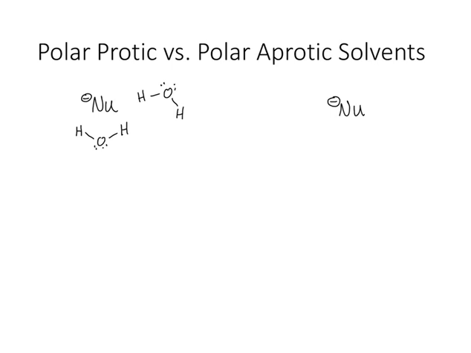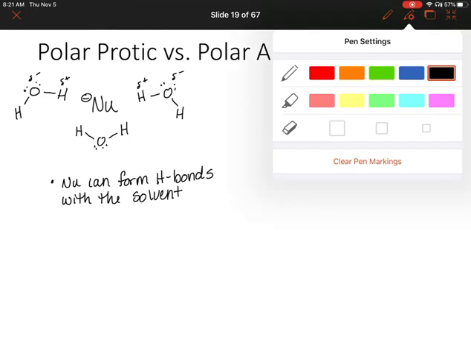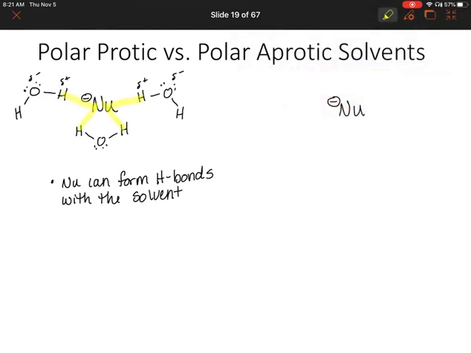Now the hydrogens are going to be attracted to the negative charge because remember, water has its own partial charges. The hydrogens are partially positive, the oxygens are partially negative. So the nucleophile can form hydrogen bonds with the solvent. And I'll just highlight where those hydrogen bonds would occur. Now, if the nucleophile is forming hydrogen bonds with the solvent, does that stabilize the nucleophile, or does that make the nucleophile less stable?